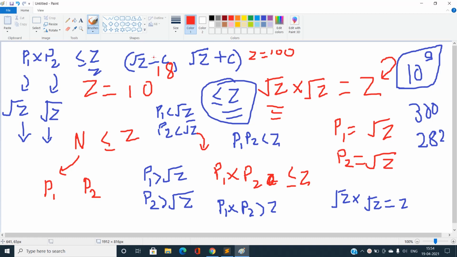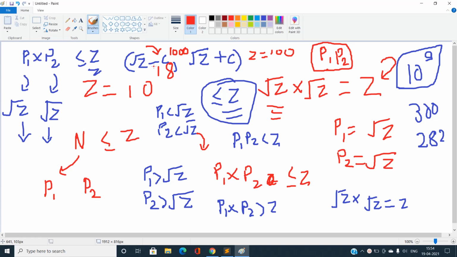and find all the prime numbers in this range, and find the product of consecutive prime numbers P1 into P2, and find the maximum product which is still less than or equal to Z, that will be our answer. Okay, now for simplicity, I am taking C as 1000. That is, I am going to iterate from root Z minus 1000 to root Z plus 1000.